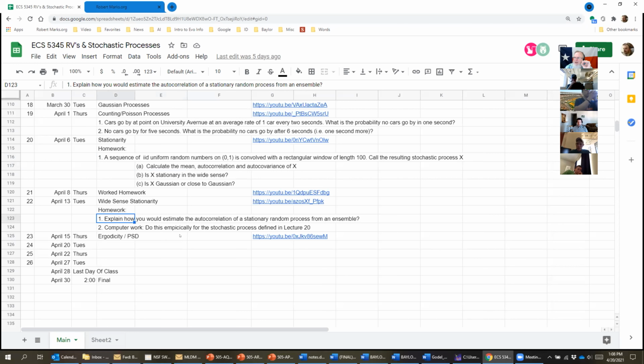Now, in computing this autocorrelation, I think it's going to be simpler for you if you decide that the autocorrelation corresponds to a wide sense stationary process. So it's a wide sense stationary stochastic process. And so I would like you to, first of all, explain it. This is in previous notes. And then I would like you to do computer work to do this empirically, and just to show that your empirical results from the previous homework are indeed valid experimentally.